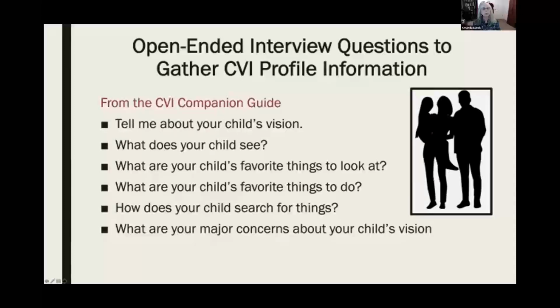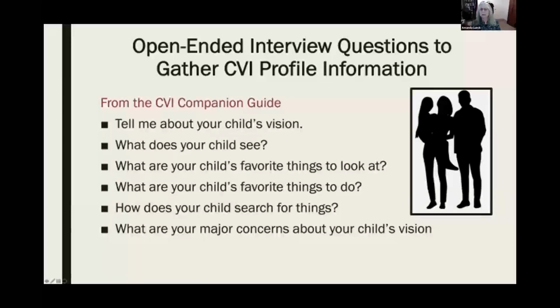So an open-ended question is, tell me about your child's vision. What does your child see? What are your child's favorite things to look at? What are your child's favorite things to do? How does your child search for things? What are your major concerns about your child's vision?